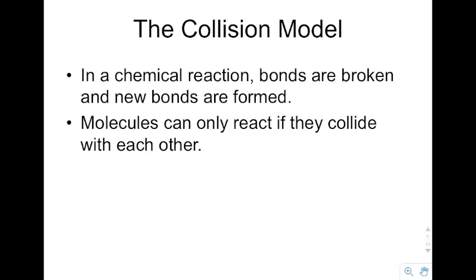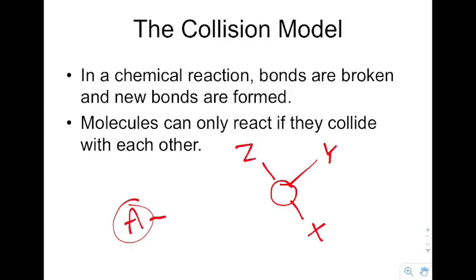Now, generally speaking, when we look at why reactions occur, one way that we know that reactions occur is according to the collision model. The collision model is a somewhat simplistic way of looking at it, but it basically says molecules can only react when they collide with each other. So, for example, if I have a molecule that looks like this, X, Y, Z, the only way that A can come in and react is number one, if it collides with the molecule, and number two, if it collides with the molecule in the correct spot.